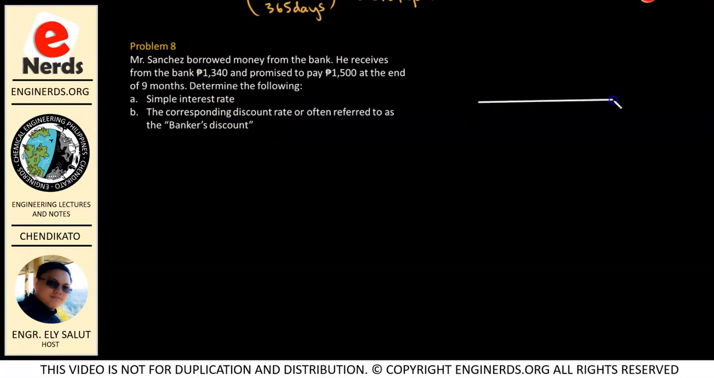So we have the diagram here. He borrowed money and he receives 1,340 and promised to pay 1,500. He will pay 1,500 at the end of 9 months, so our N is equal to 9 months. We need to get I, which is the simple interest rate. That is what is being asked in part A.